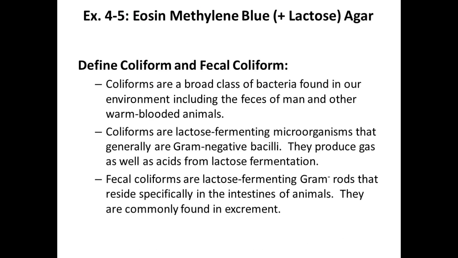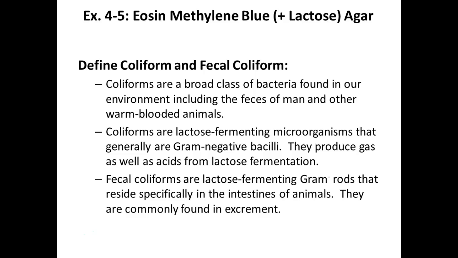So why do we use this type of media? Typically, this type of media is used to look for coliforms or fecal coliforms. So coliforms are a broad class of bacteria found in the environment, including in feces of humans and other warm-blooded mammals. So coliforms are lactose fermenters. So they're going to grow on these plates and they're going to ferment the lactose. They're, again, gram-negative, so they'll grow on these plates. They tend to be bacilli, rod-shaped. They also produce gas as well as acids from lactose fermentation. But again, we're not going to be able to detect the gas in this case, just acid production.